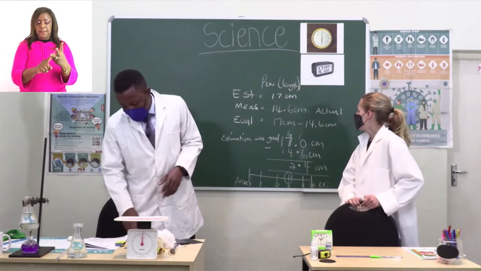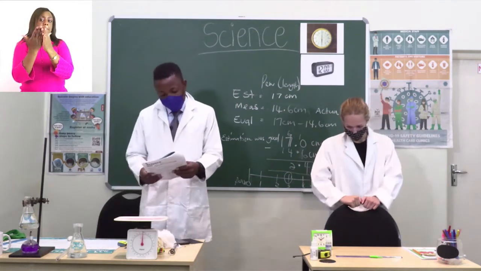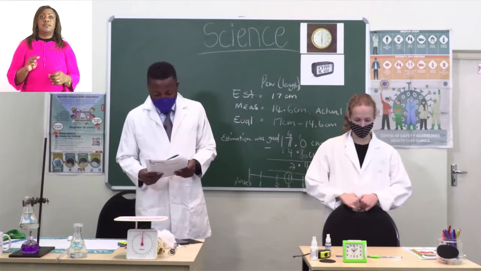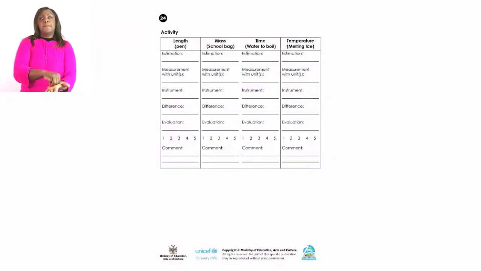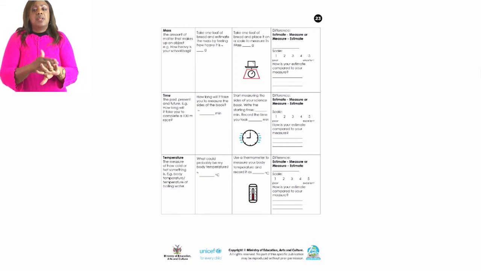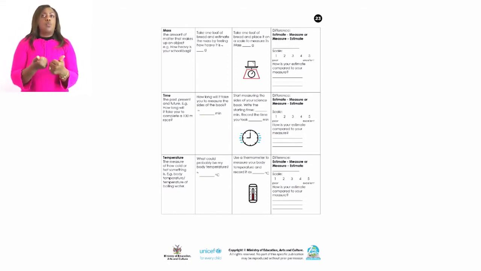So we have to move back to our booklet on page 24. On page 24, we have to move to mass. Mass is the amount of matter that takes up an object. In short, we say how heavy is your school bag, how heavy is a bag of sand, and so on. The estimate, you can take one loaf of bread and estimate the mass by feeling how heavy it is, and then you can record that in the table there.